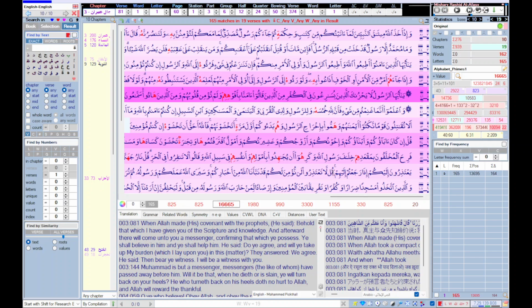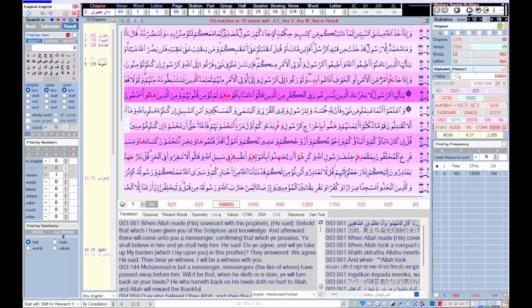So again, notice the specificity of our findings. We're looking for all the verses that contain the word Rasul in it. And within those verses, we're looking for all of those verses that contain all the letters of Rashad Khalifa's name in it. And the number of those verses is 19, of all numbers.